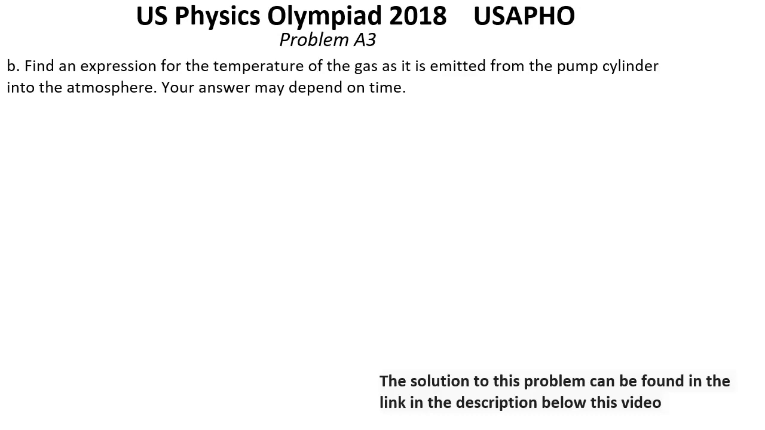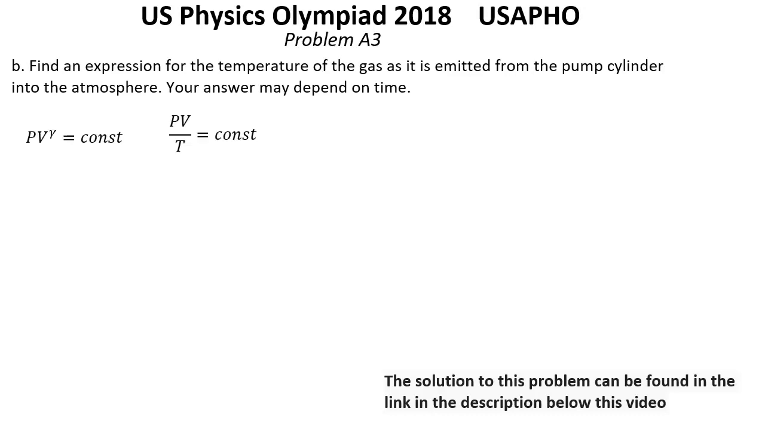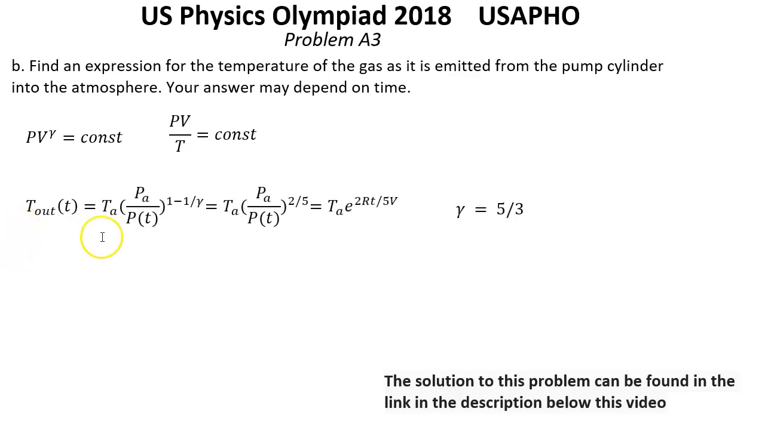Since PV to the power gamma is constant during an adiabatic process and PV over T is constant by the ideal gas law, we have T out equal to this expression. Because for a monatomic gas gamma equals 5 over 3, we have this answer for question B: T out equals Ta multiplied by exponent to the power 2RT over 5V. So that was the solution for question B.